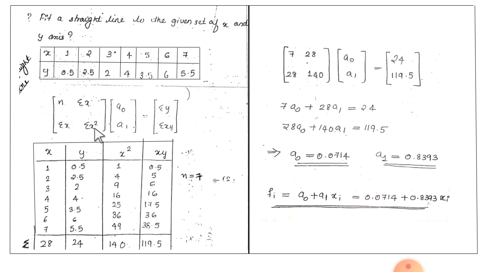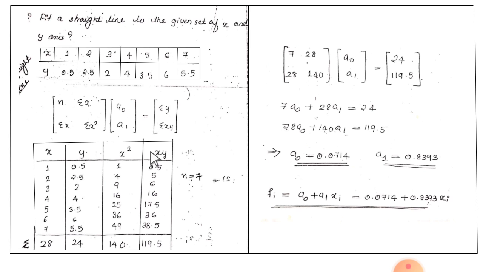Next you have to find sigma x squared. Sigma x squared is nothing but the sum of squares of all these values. So 1 plus square of 2 is 4, square of 3 is 9, square of 4 is 16, square of 5 is 25, square of 6 is 36, square of 7 is 49. Adding all those you can obtain the value as 140. Next you have to find sigma y, which is nothing but the summation of all these values.